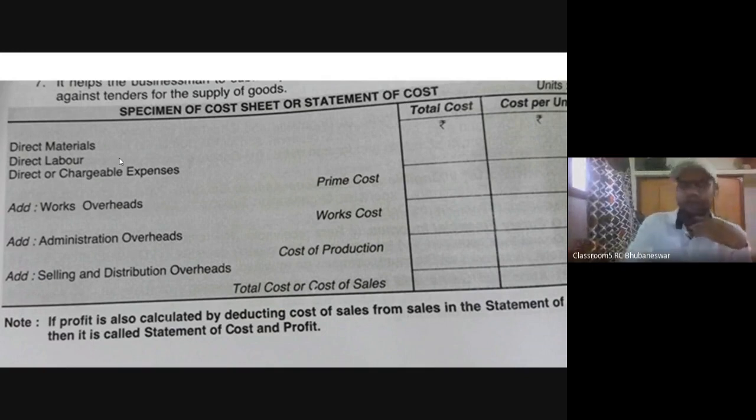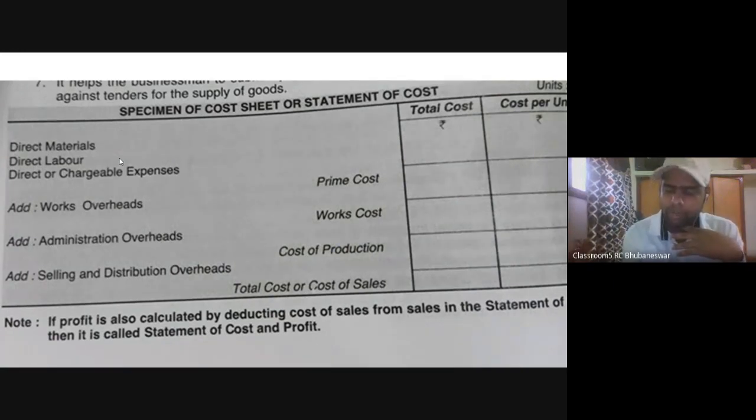So here this is the statement of cost or cost sheet. First see these three: direct material plus direct labor plus direct expenses. These three will get added. Here direct is written, so add them up. So direct material plus direct labor plus direct expenses, we will get the prime cost part.